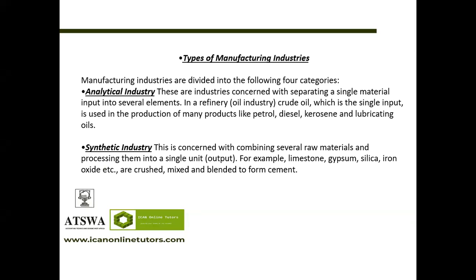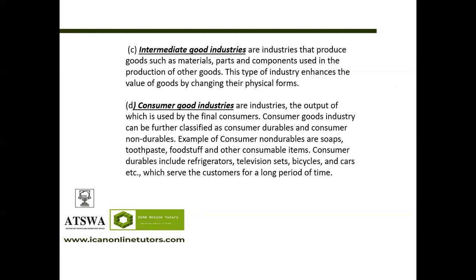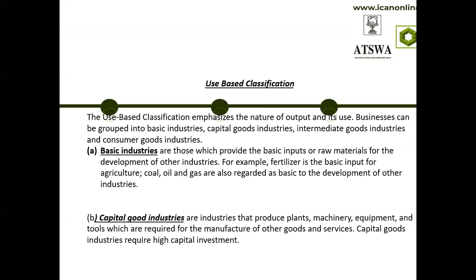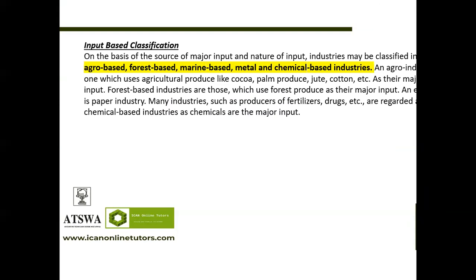So we now need to talk about these four classifications of business. We have talked about size of their units. Very soon we'll talk about ownership and uses of their outputs. We also talk about their input as well: agro-based, forest, marine. Marine, from the word marine, is water. So we also have metal, and we also have chemical-based industry.